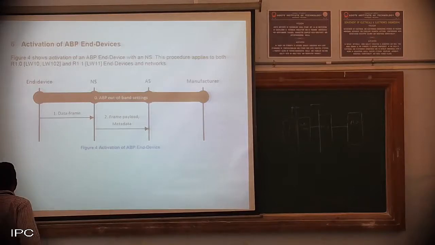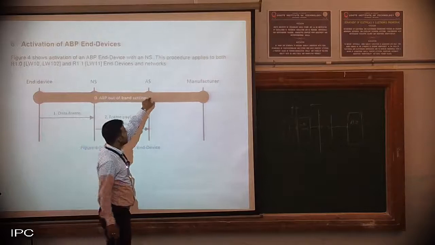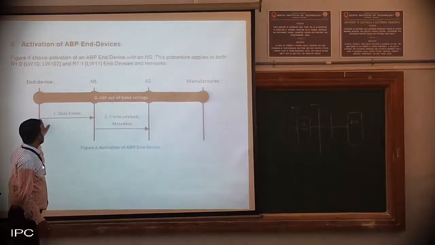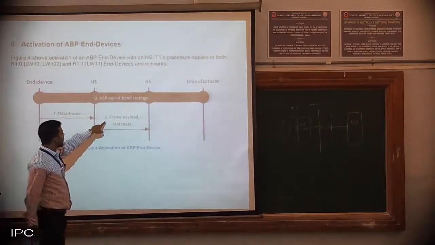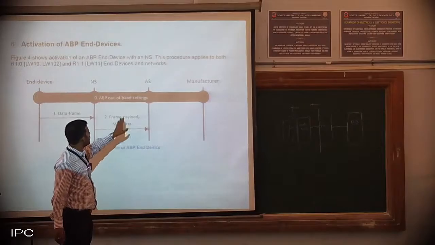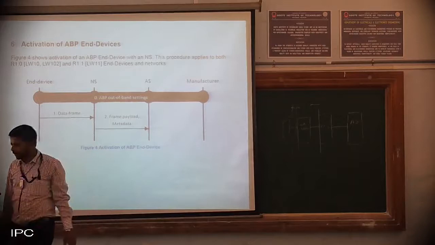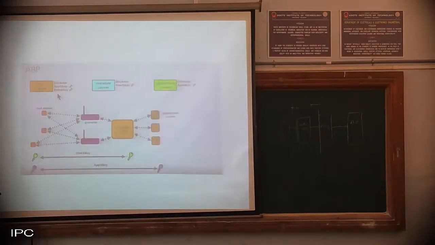ABP means there will be the end device, network server, application server and manufacturer. And the data frame will be uploaded from the end device to the network server, and the frame payload and metadata will be uploaded from the network server to the application server. And how to make this upload happen is what happens in the ABP. ABP means activation by personalization.